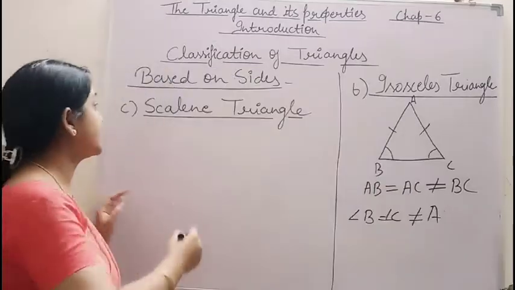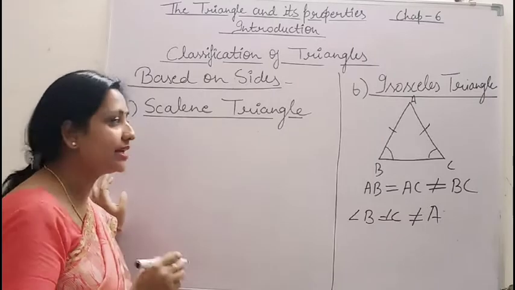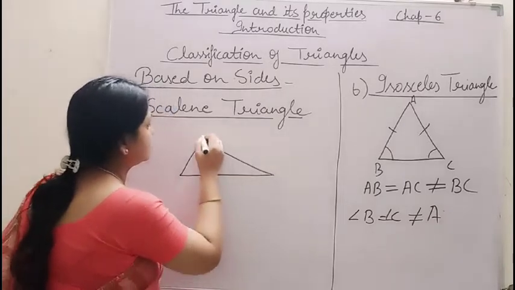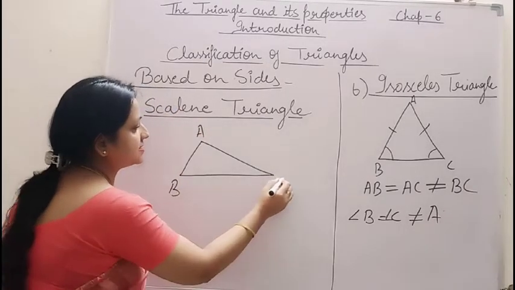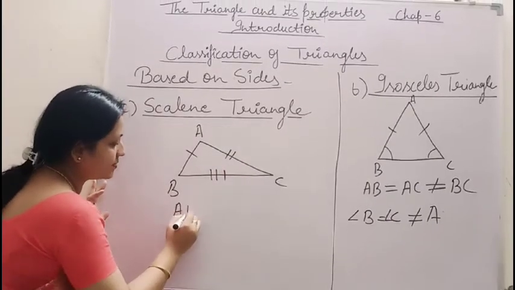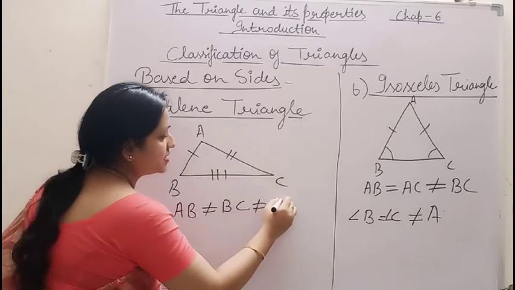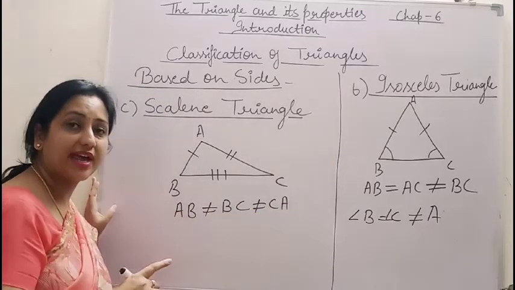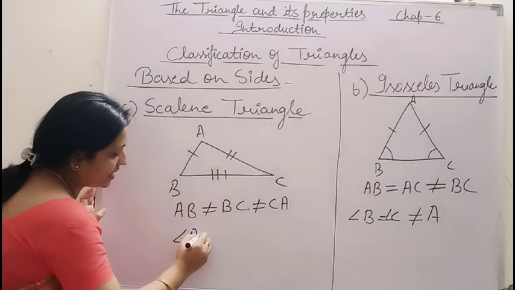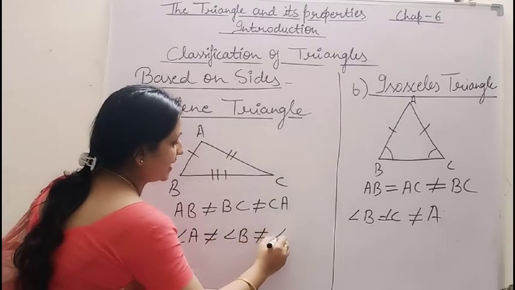The third one is the scalene triangle. In a scalene triangle, all three sides are unequal. See, in this triangle, suppose the triangle is A, B and C. All sides are unequal. It means AB is not equal to BC, is not equal to CA. Similarly, in this triangle, no angle is equal. It means angle A is not equal to angle B, is not equal to angle C.